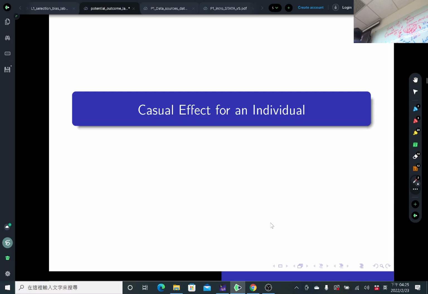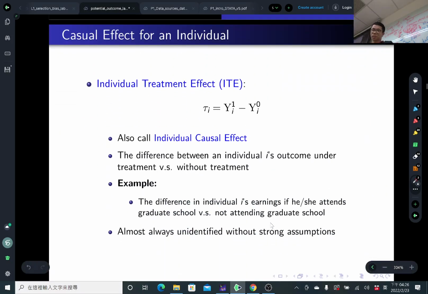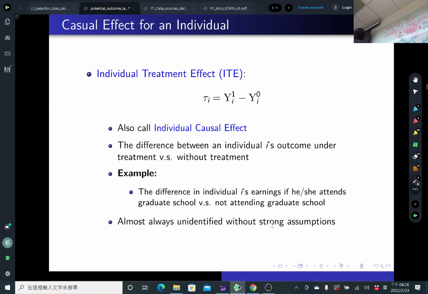Then we will use this framework to define several types of causal effect. The first is the basic one, the causal effect for an individual. For example, there's a guy called Tom. You want to know the effect of attending grade school on Tom's annual earnings. So you might want to know this causal effect for a specific individual. How do we define this causal effect for an individual?